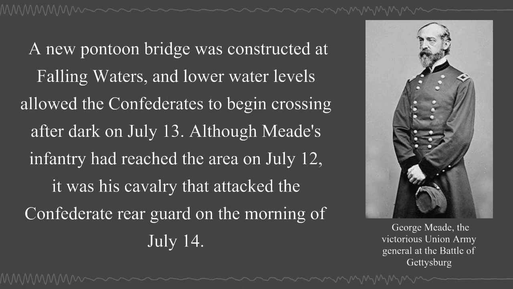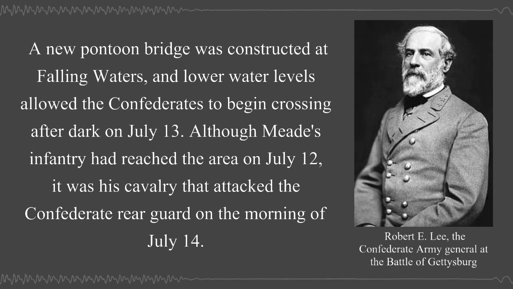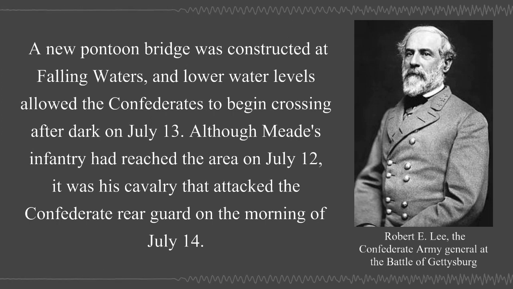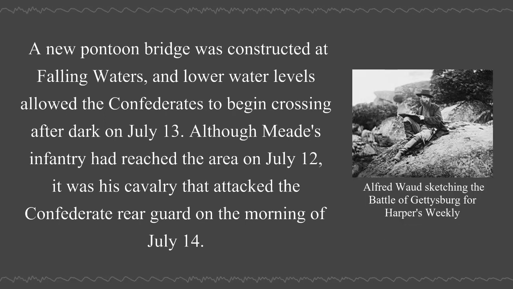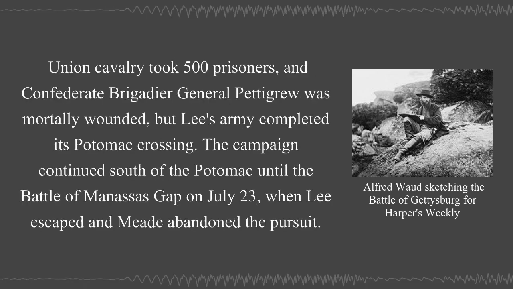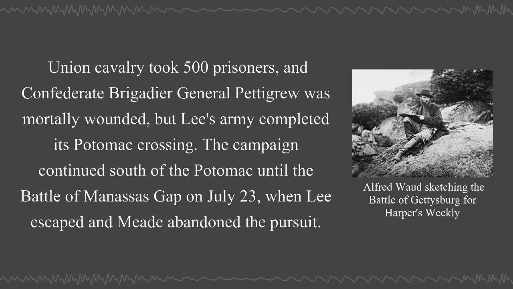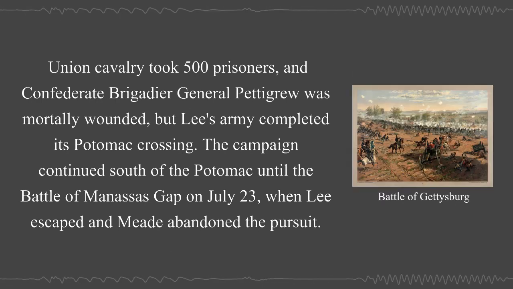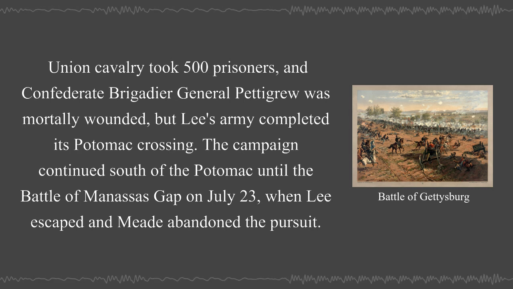A new pontoon bridge was constructed at Falling Waters, and lower water levels allowed the Confederates to begin crossing after dark on July 13. Although Meade's infantry had reached the area on July 12, it was his cavalry that attacked the Confederate rearguard on the morning of July 14. Union cavalry took 500 prisoners, and Confederate Brigadier General Pettigrew was mortally wounded, but Lee's army completed its Potomac crossing. The campaign continued south of the Potomac until the Battle of Manassas Gap on July 23, when Lee escaped and Meade abandoned the pursuit.